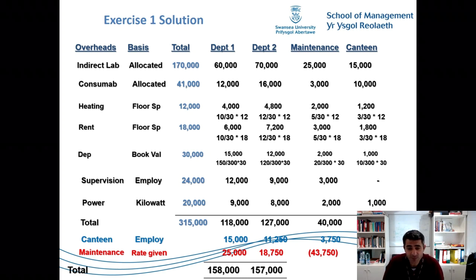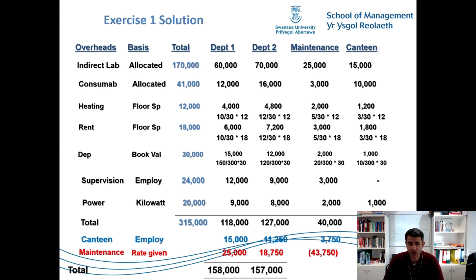So at the end of step 2b, what we need to do, guys, is add or total all the department 1 and all department 2, and this is the final figure for department 1. Remember this figure, £158,000. So this is the department 1 cost, and for department 2 is £157,000. We finish step 2b.